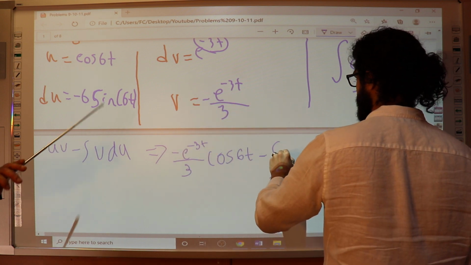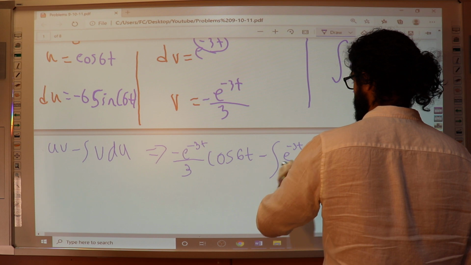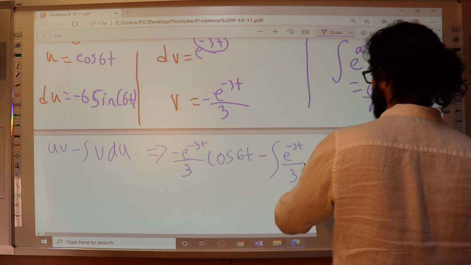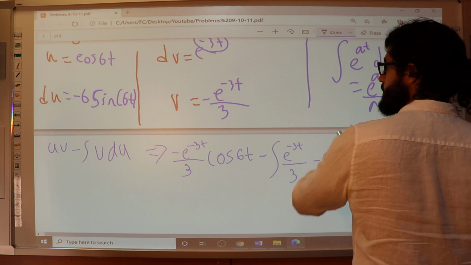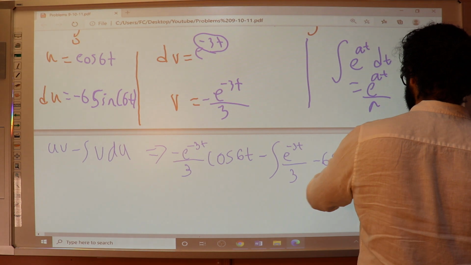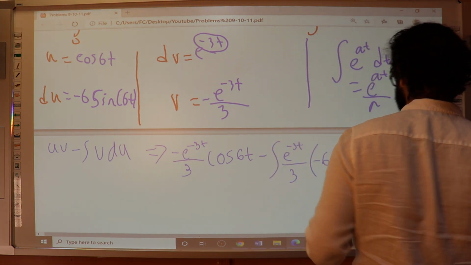So we could put v up front: v, e to the negative 3t divided by 3, and then that's negative 6 sine 6t. But this in parentheses. Okay, but this one in a different color.